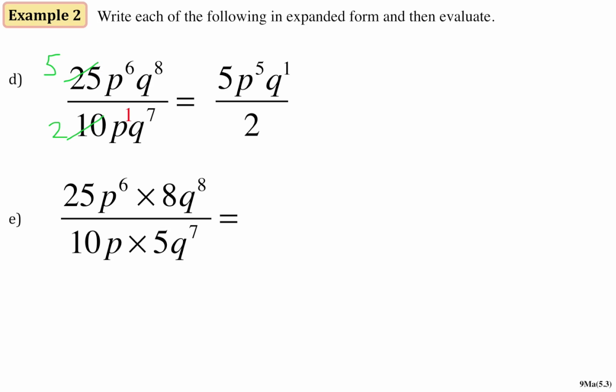Let's try this one. Now, you could start cancelling and start saying, okay, look at that. 5 goes into itself once, 5 goes into 25 5 times, 5 goes into itself once, 5 goes into 10 twice, 2 goes into itself once, 2 goes into 8 4 times. You could cancel it down like that, or you could just put it into your calculator. And if you put it into your calculator, I'm just going to erase those. If you just put 25 times 8/10 times 5 into the calculator, then you get 4.